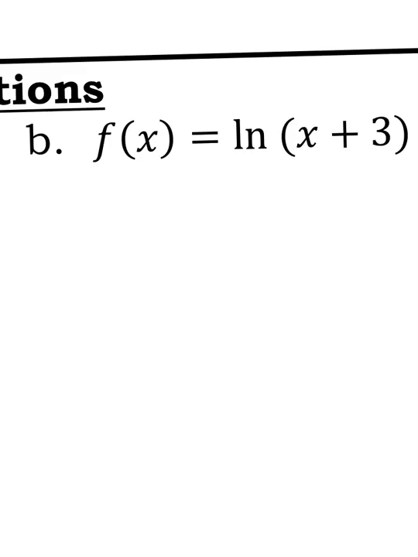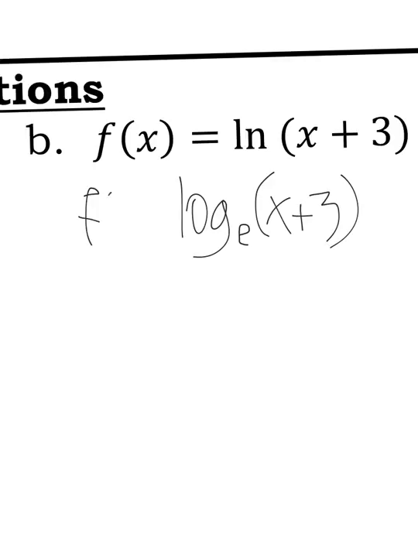Alright, let's do another example. So with b, a little bit more complicated in that it says ln of x plus 3. And again, ln is the natural log, so it might make better sense to write log base e of x plus 3. And then that's equal to f of x.